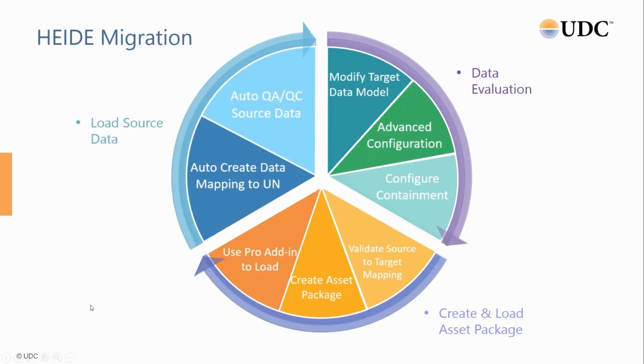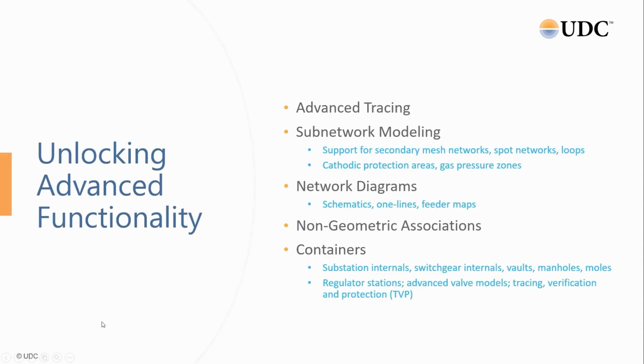So that's HEIDE. It's a pretty impressive tool. What it allows you to do is unlock some of that advanced functionality that utility network is bringing to the table. Advanced tracing, subnetwork modeling, network diagrams, non-geometric associations, containers, whatever makes sense for your business. You can choose to do a simple migration. You can just click the button and go, or you can see how much of this advanced functionality makes sense for you.